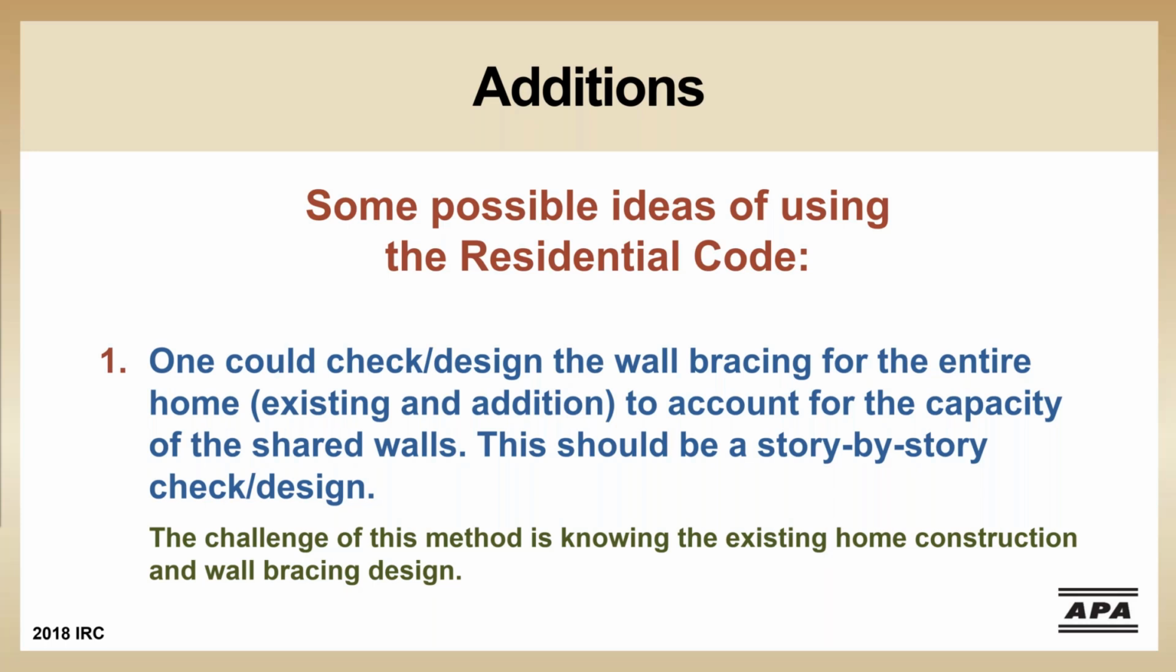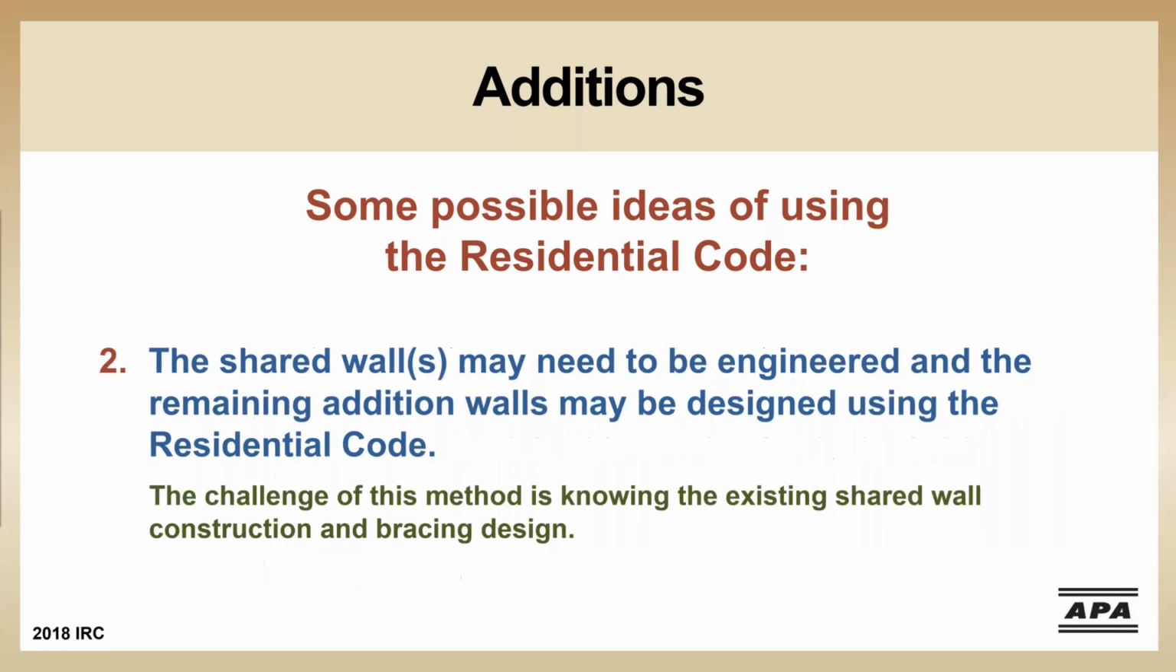This method could be a challenge as you would need to know the existing structure construction and the existing wall bracing design. Let's look at another possibility. You might need to engineer the shared walls between new and existing structures and then use prescriptive wall bracing design on the remainder of the addition. Again, the challenge will be knowing the design and construction of any shared walls, including their footing design and capacity. Let's keep going with more ideas.